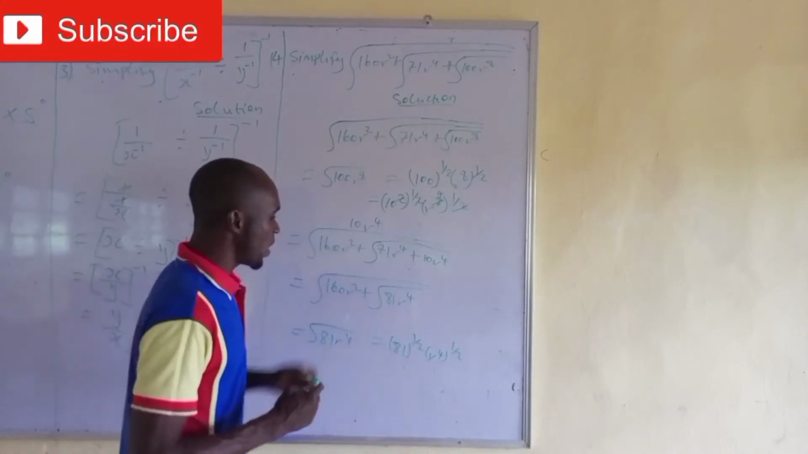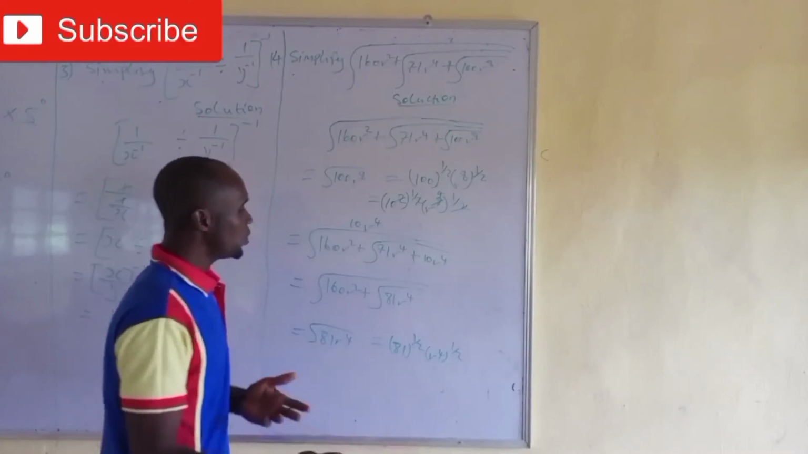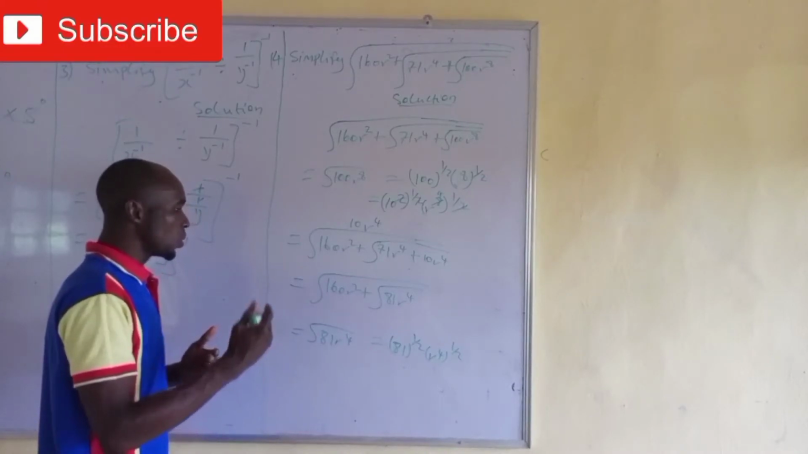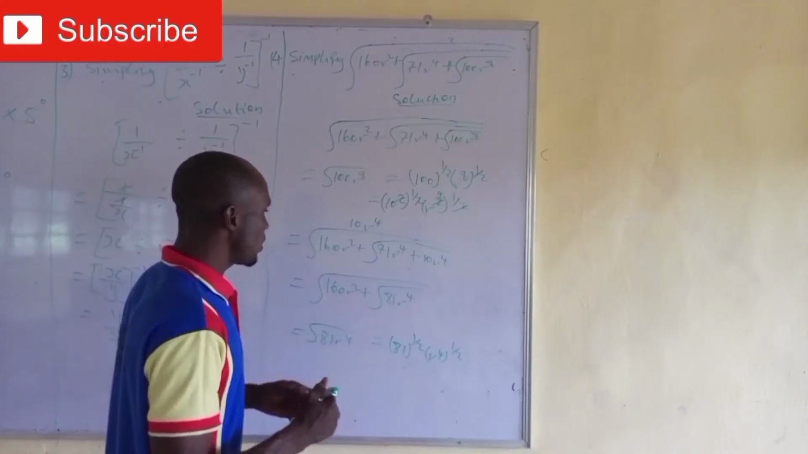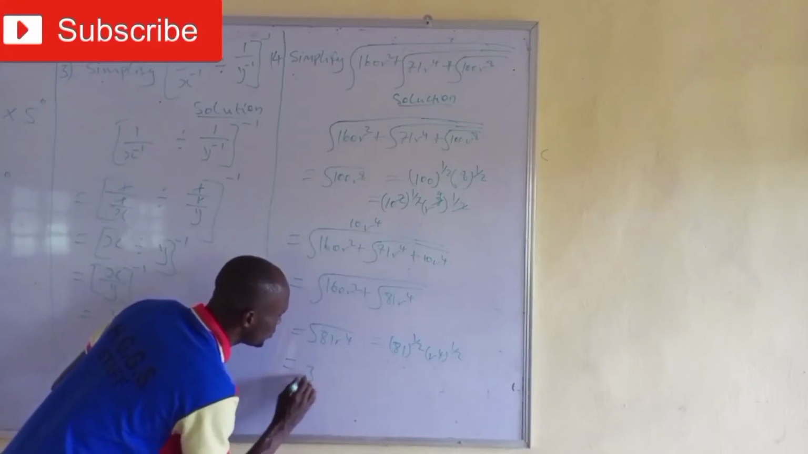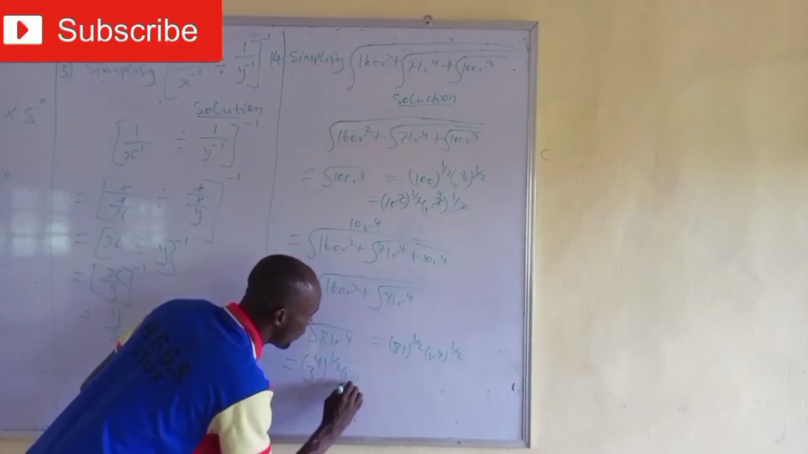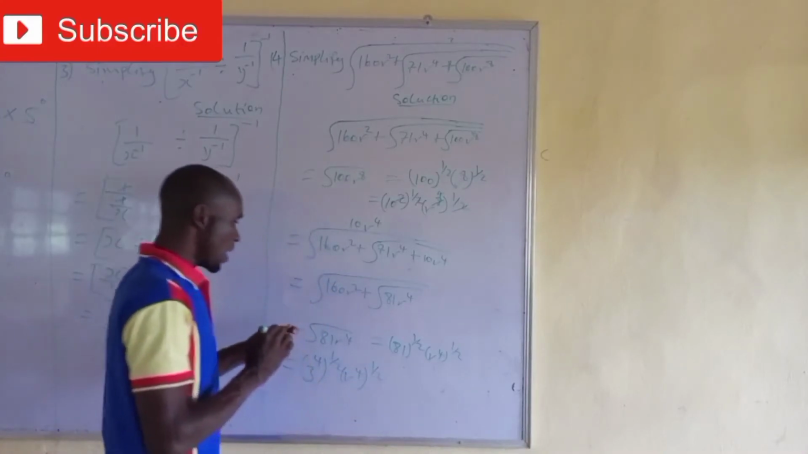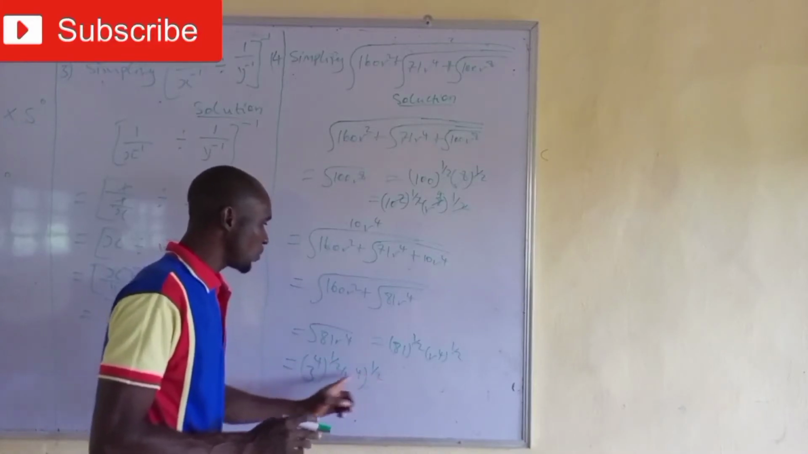Now, let's look at this 81. We know that 81, which number are we going to raise to a power to give us 81? That will give us 10 raised to power 4? That means we have equal to 10 raised to power 4, open and close brackets, half, then r raised to power 4, also half. Now look, based on looking at the base and the power, you see that we can cancel out a bit.